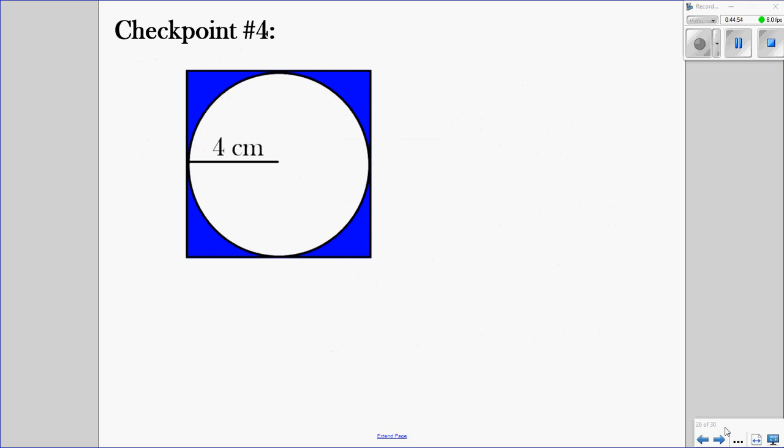Okay, let's move on to the next one. They give us a radius. This part is also 4. So that means this whole part is 8. That means this also is going to be 8 too. So I'm just labeling all information based on what I know.